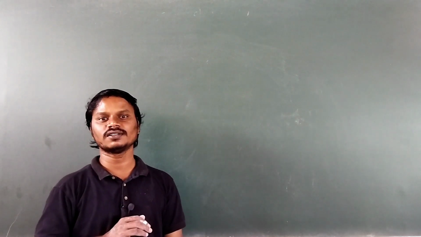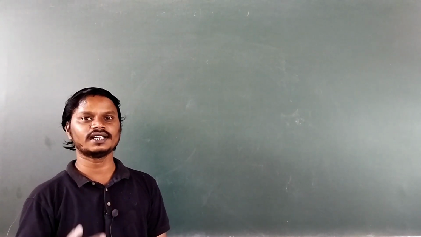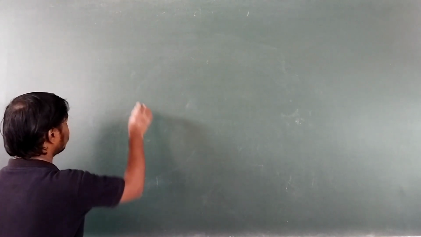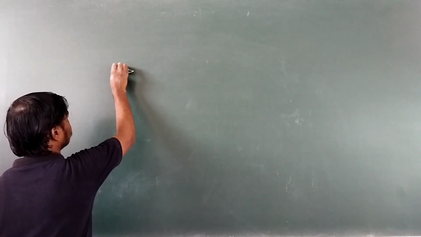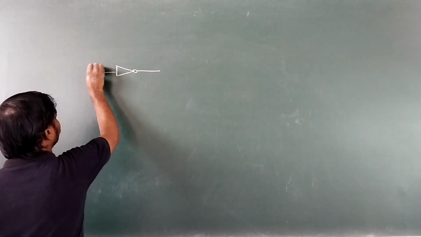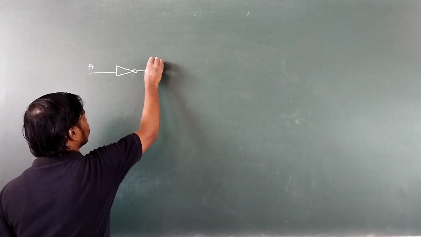There are three basic logic gates. What are those? NOT gate, AND gate and OR gate. Now see here, first one NOT gate, the symbol of NOT gate. Input is A and output is A bar.